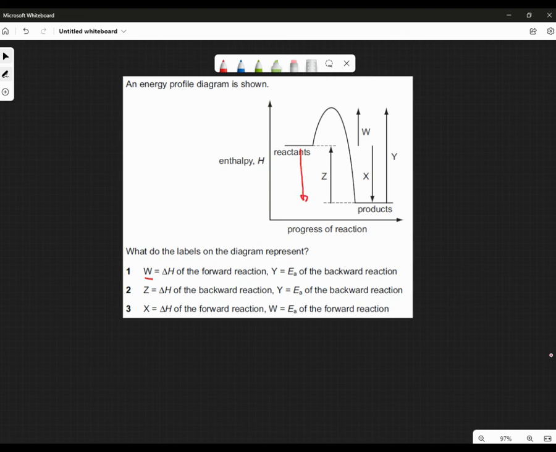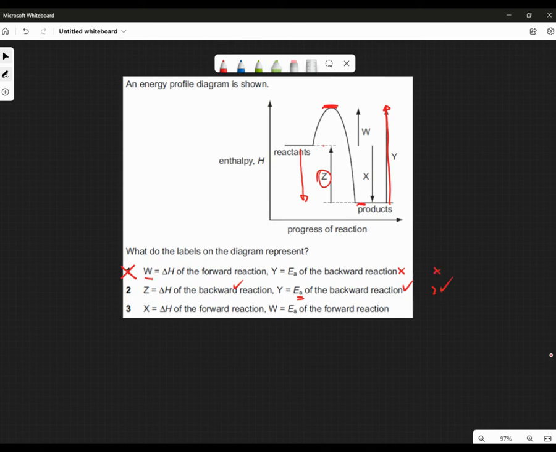So number one can't be right. Not even going to read this last bit because it's wrong, isn't it? Z is the delta H of the back reaction. Yeah, it is. There's the products, there's the reactants, and there's it. That is delta H, so that's good. Y is the activation energy of the back reaction. Yes, it is. From there to there, to the top of that, from here. So that's good. So number 2 is good.